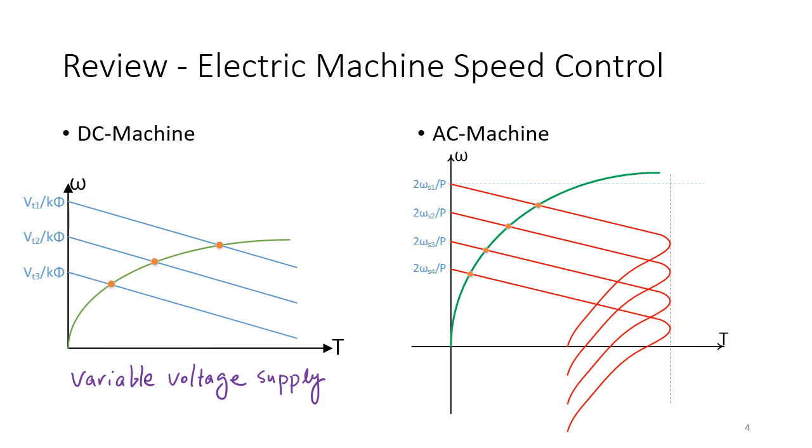In case of the induction machine, we just talked about the method where we keep the flux constant, Es over omega is constant, and decrease the frequency of the machine. For that case, we need to change both voltage and frequency. So we need a variable voltage, variable frequency power supply.